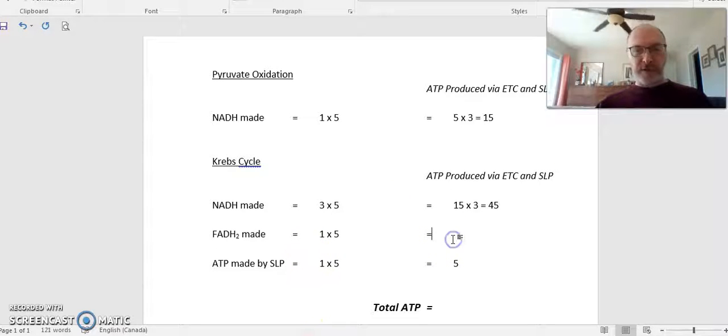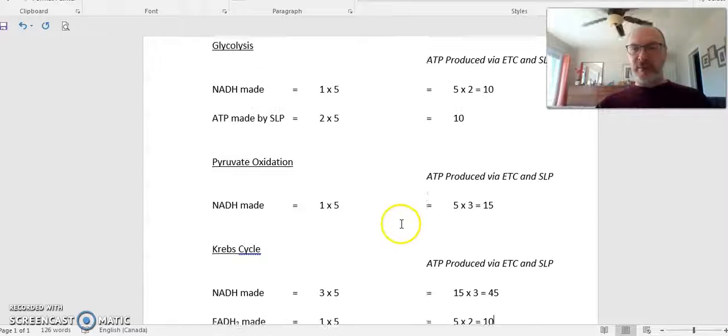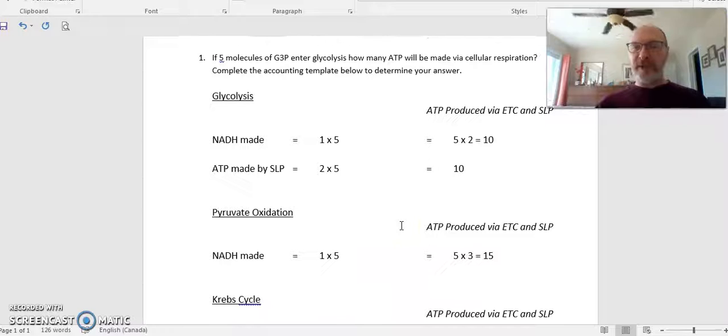The FADH2 here, again, is only going to pump 2 protons by the electron transport chain, and we're only going to get 1 ATP per proton, so 5 times 2 will give us 10. And then, of course, the ATP that's here gets carried over. So all we have to do now is add all this up.